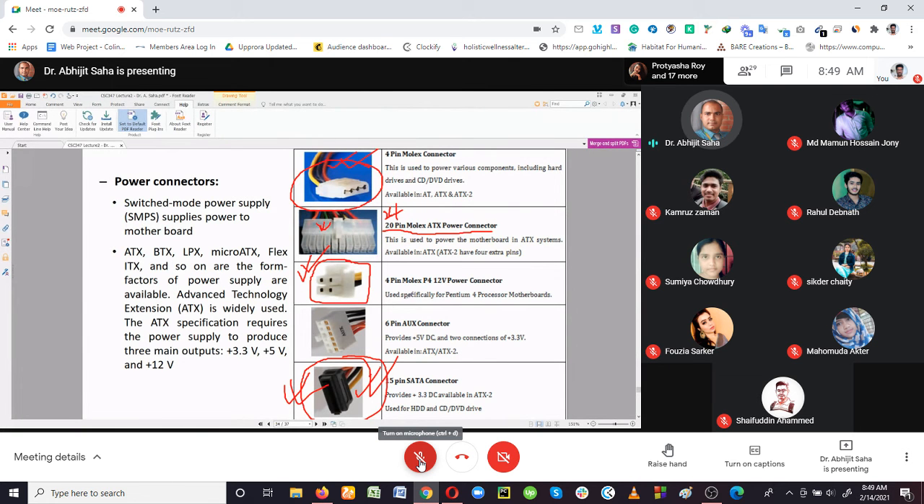It is specifically for the Pentium 4 processor motherboard. That means it started from Pentium 4. Okay, I was wrong when I said Pentium 2.